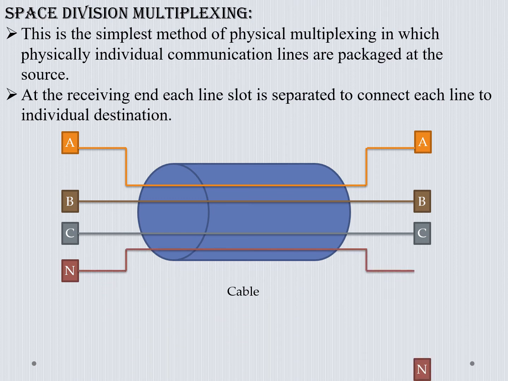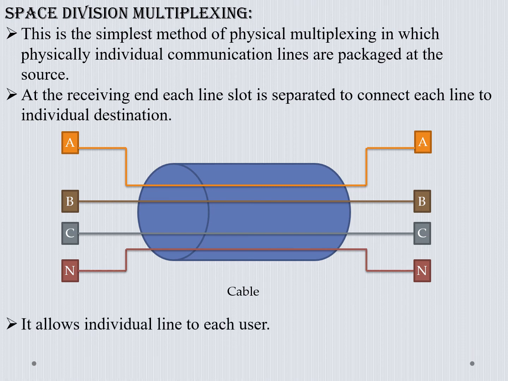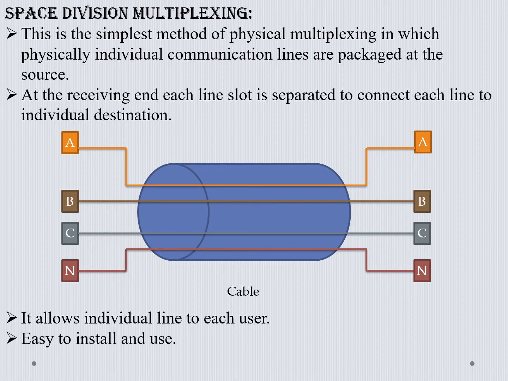So each and every computer, at the transmitter or the receiver end, has an individual cable connected to the other end. It allows an individual line to each user. That is what I said: each computer transmits the data in an individual way. It is easy to install and use because it is one of the simplest connections. As I said, this was one of the most famous connections when multiplexing came into play.